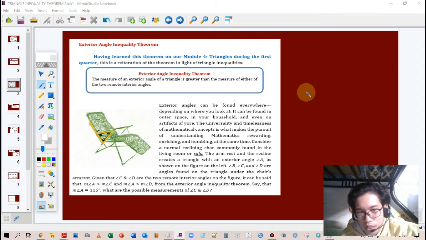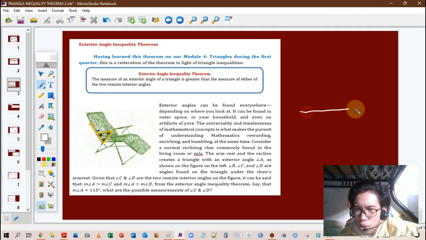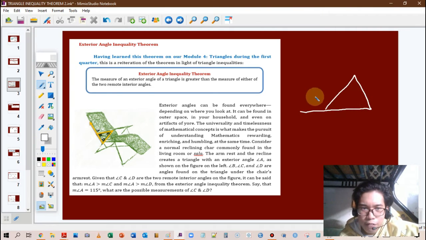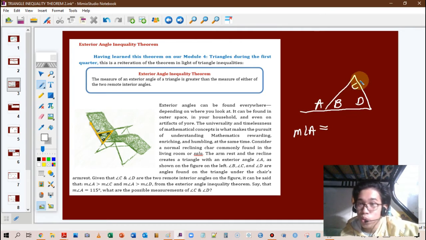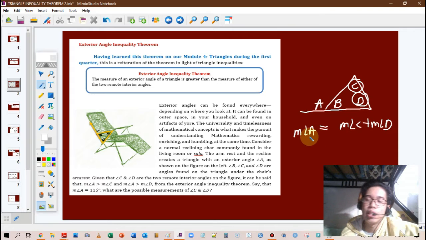So you can see here a reclining chair that has an armrest, and under the armrest there's a triangle. Let's try to draw the triangle here. We have here angle A, and then angle B, angle C, and angle D. According to the exterior angle equality theorem, the measurement of angle A should be equal to the sum of the two remote interior angles that we have here. So that's going to be the measurement of angle C plus the measurement of angle D.